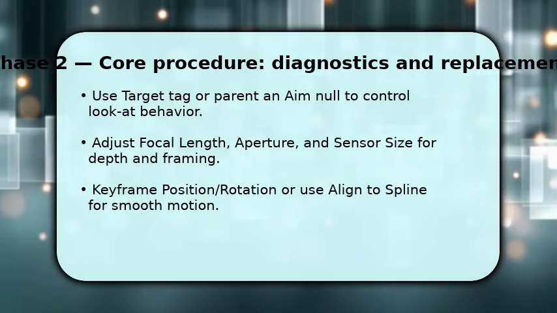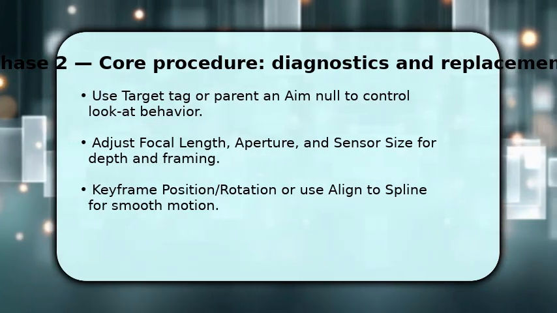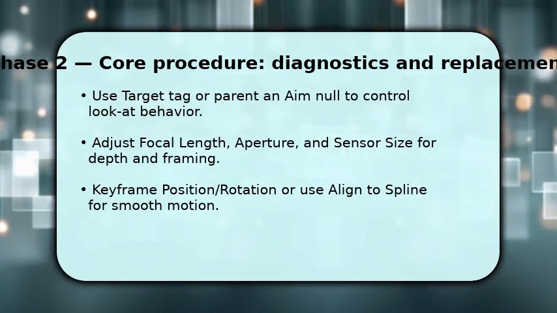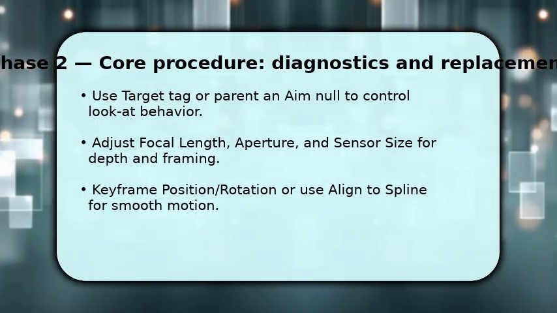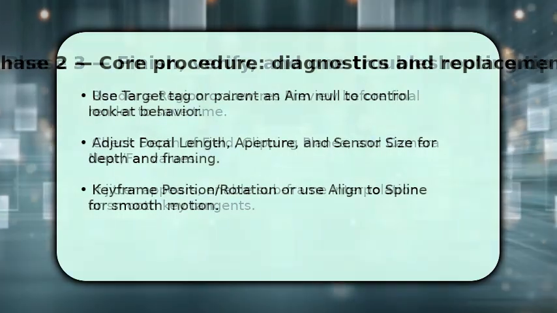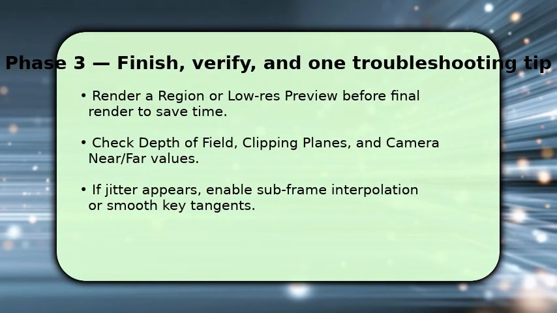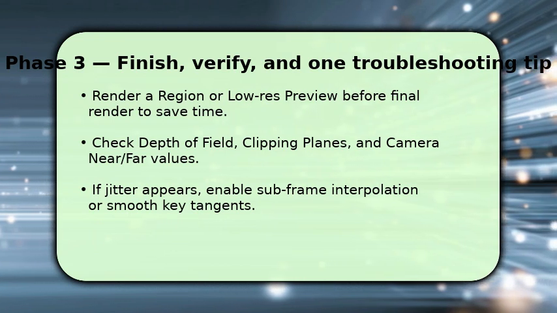For smoother paths, create a spline and use align to spline with eased keyframes. As you go, scrub the timeline to confirm motion arcs and avoid sudden pops in framing. To finish, run a quick region or low-resolution preview so you can validate framing and exposure without long waits.